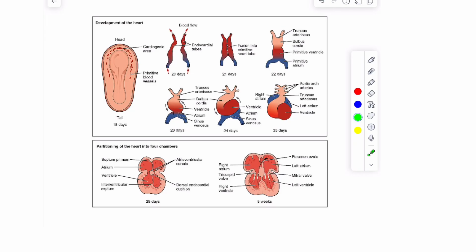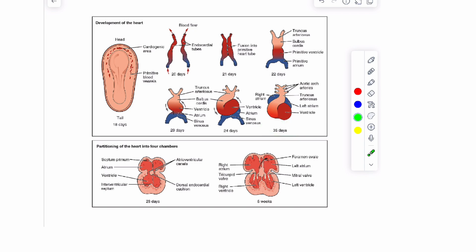Today we will discuss the development of the heart. Here we can see an embryo of 18 days which has a head and a tail. There is a cardiogenic area. This cardiogenic area in the embryo is responsible for the development of a complete heart, and this heart will be formed approximately by 4 weeks of development.